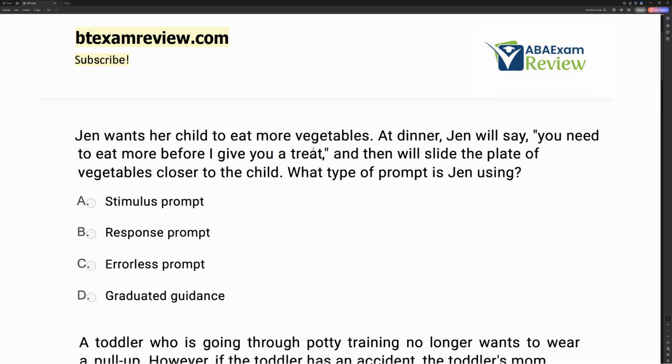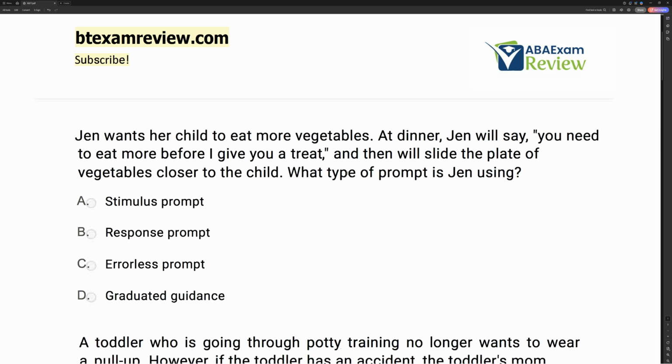Jen wants her child to eat more vegetables. At dinner, Jen will say, "You need to eat more before I give you a treat," and then will slide the plate of vegetables closer to the child. What type of prompt is Jen using? So we're starting off with a prompt question, and this one's easier because the question is telling us a prompt is being used and is only asking us to identify what type of prompt.